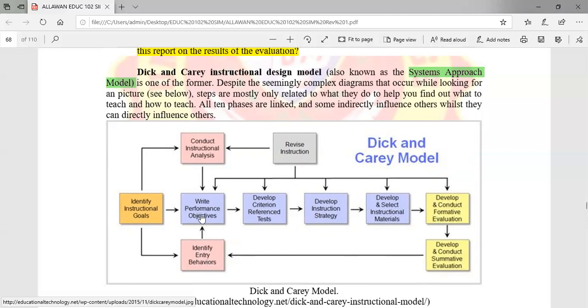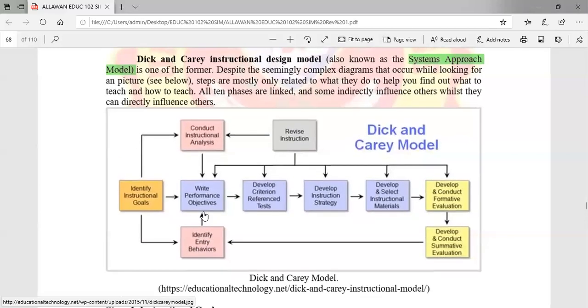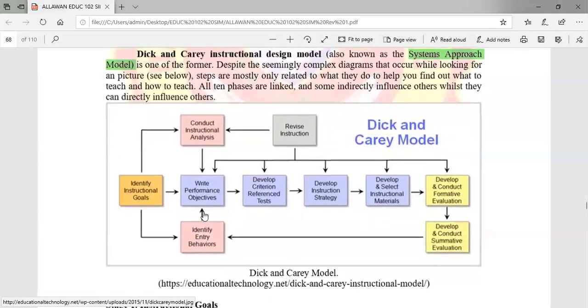mode or phase niya. Then dito, if you are having instructional analysis, you may also revise it as an instruction. So pwede din siya tutungo dito sa every step of instructional analysis or babalik siya sa revision process. So yan yung system approach model sa Dick and Carey.